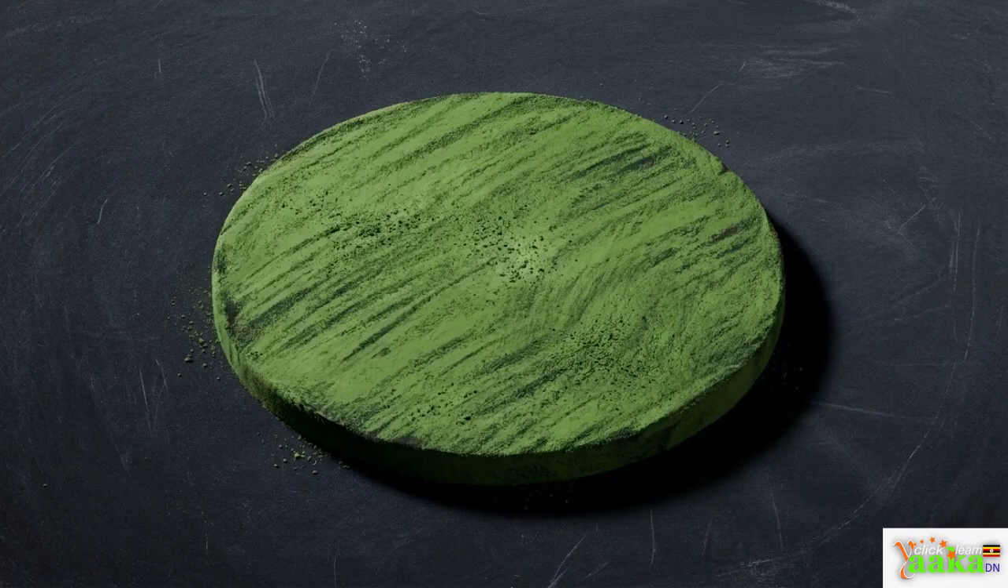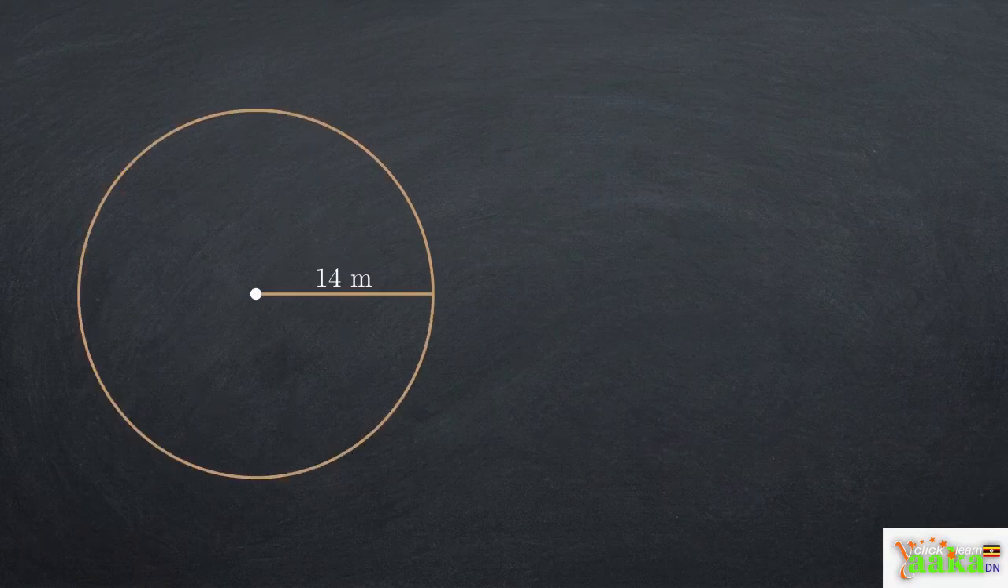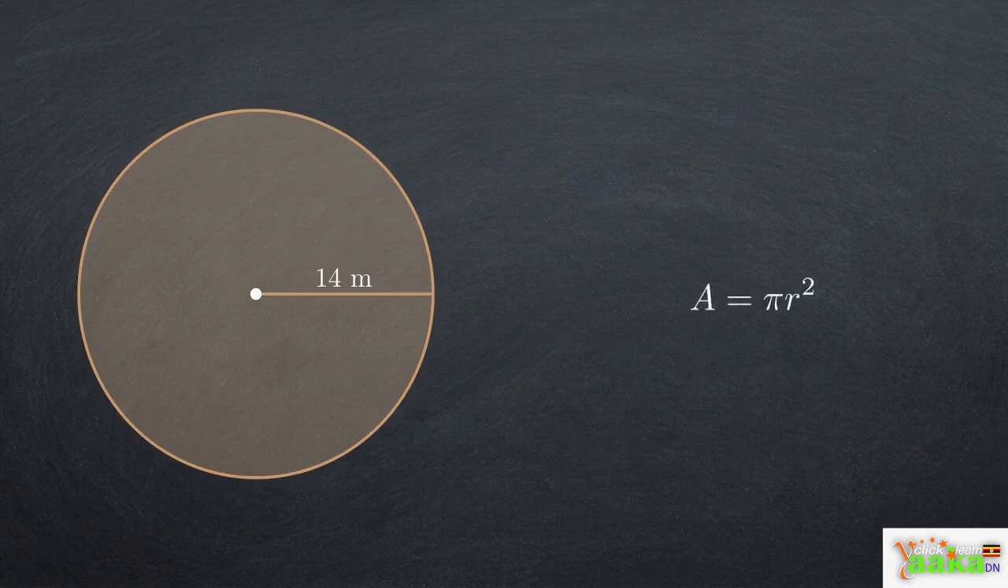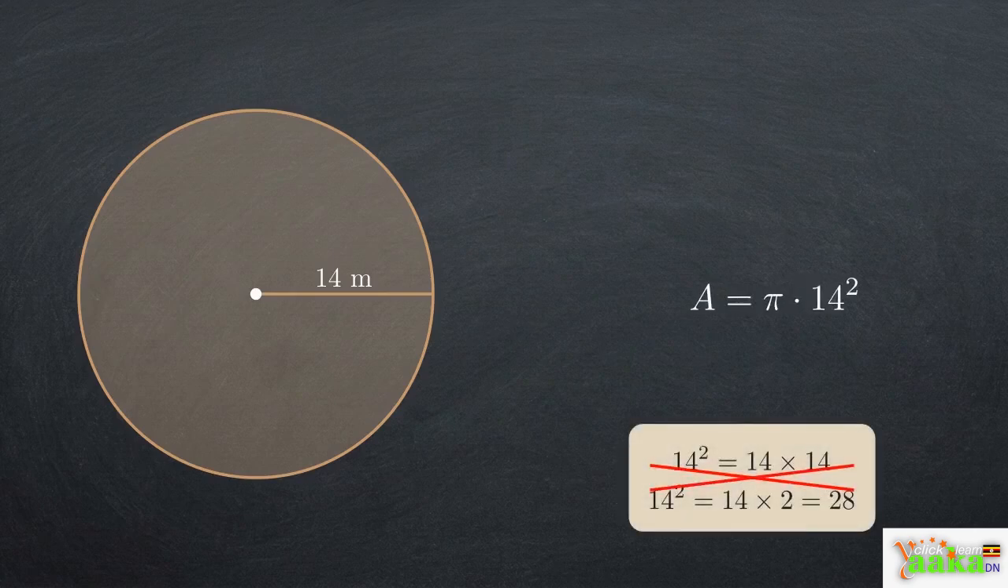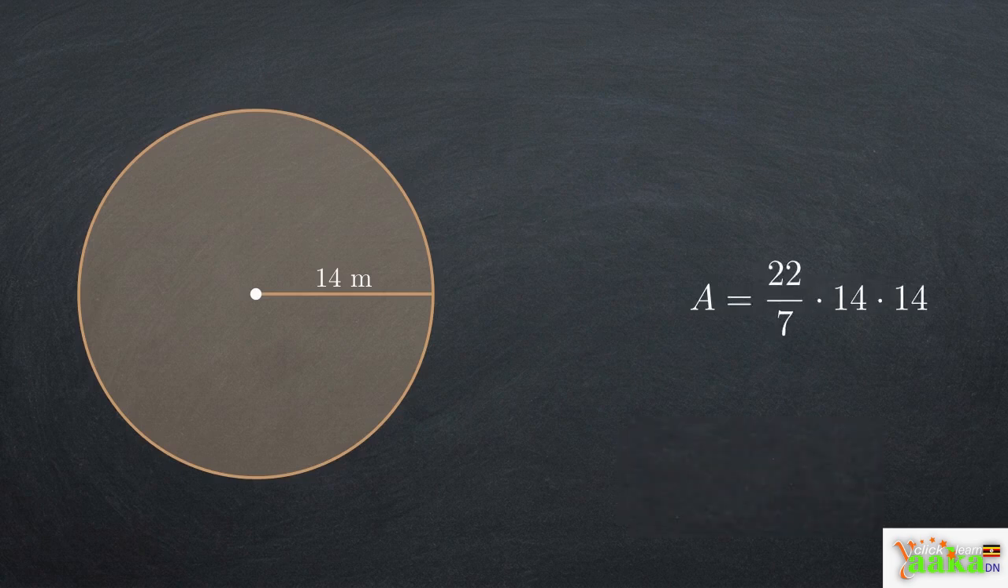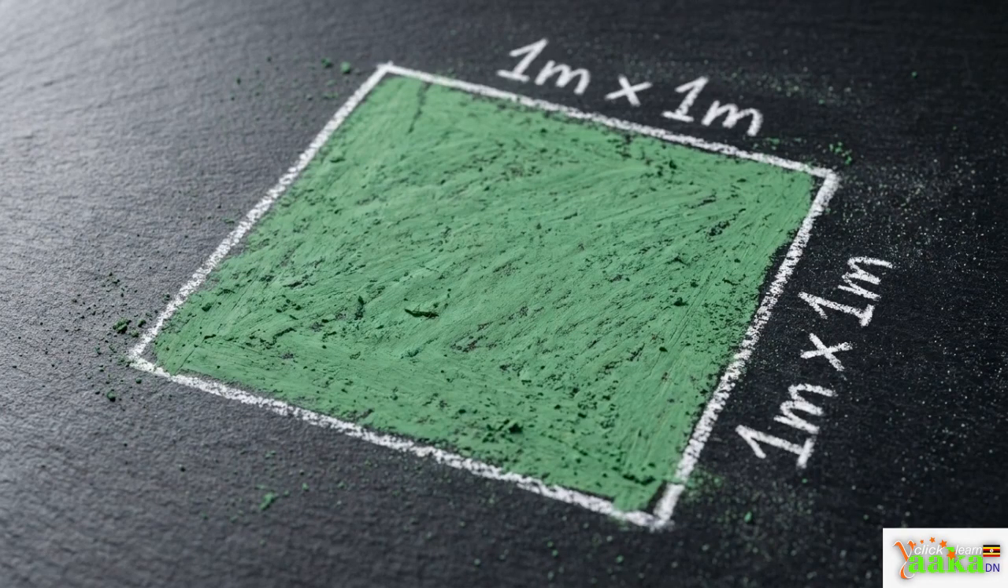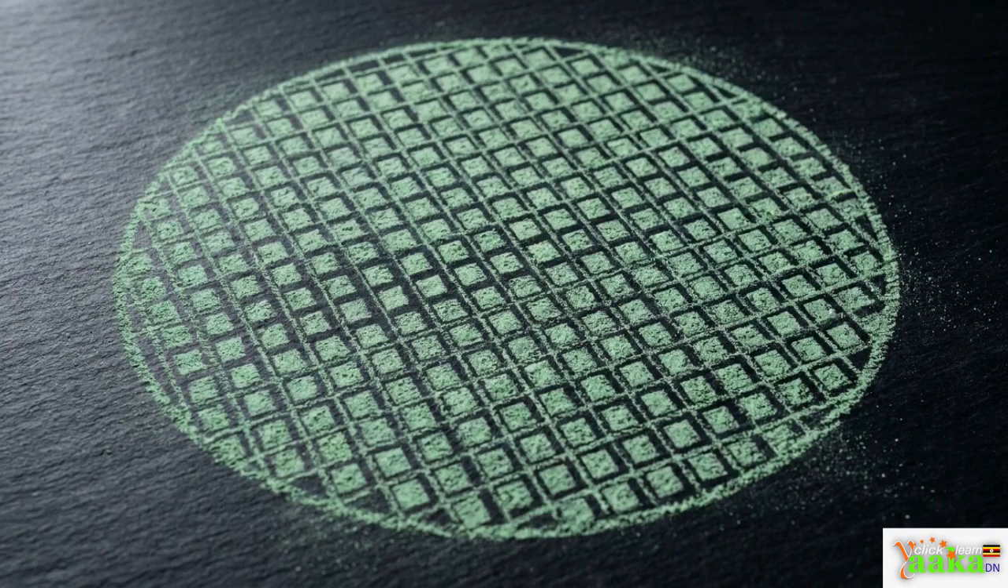Now let's look at the flat space inside the circle. To find how much surface a shape covers, we calculate area. A 14-meter rope is our radius. To find grazing space, use area equals pi times radius squared. Remember, radius squared means multiplying by itself. 22/7 times 14 times 14 simplifies to 22 times 2 times 14, totaling 616 square meters. We record this in square units because it represents two-dimensional space. Squaring the radius is what allows us to account for the entire surface within the boundary.